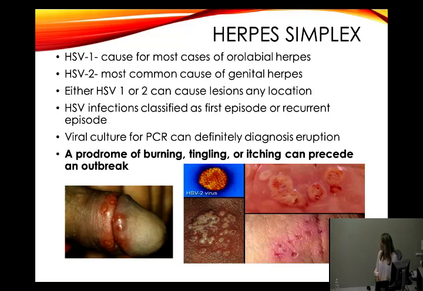So a hallmark sign for herpes simplex, and I have it bold-faced here, is that patients will typically experience a prodrome of burning, tingling, or itching before they have an outbreak. A lot of times people will know it's coming once they realize they have herpes. They'll start to feel some pain, itching, burning in that area before they get the skin eruption.